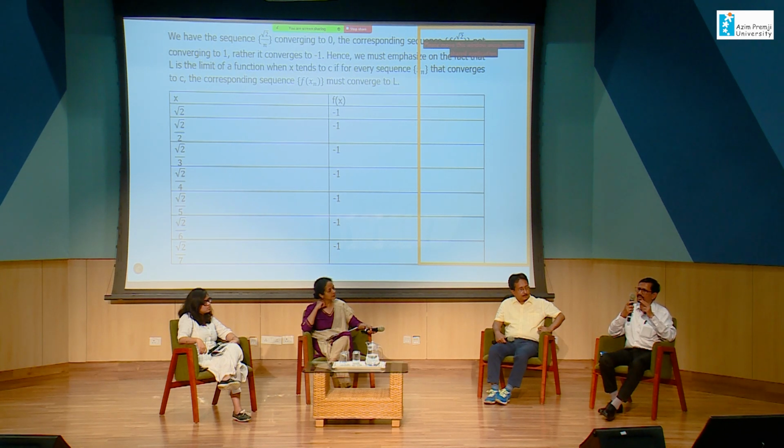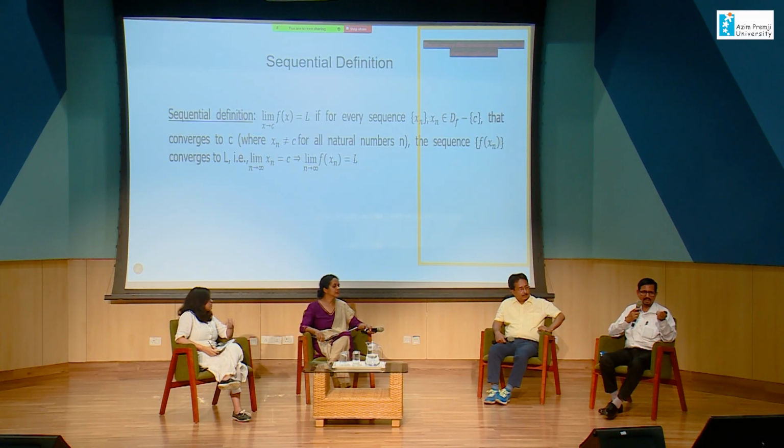So the condition is not that there are only 2 sequences over which x will approach the number C, and the corresponding function actually should approach the number L. That is not the precondition or pre-requirement. The actual requirement is that for every sequence xn, with xn belonging to the domain of f minus the set containing C, which converges to C, the sequence f(xn) must converge to L. That is the precondition that children should be told.